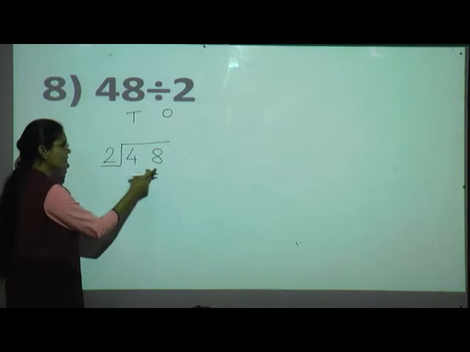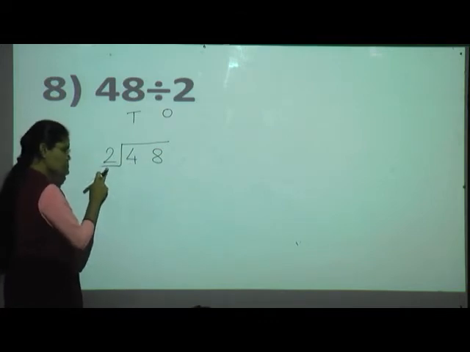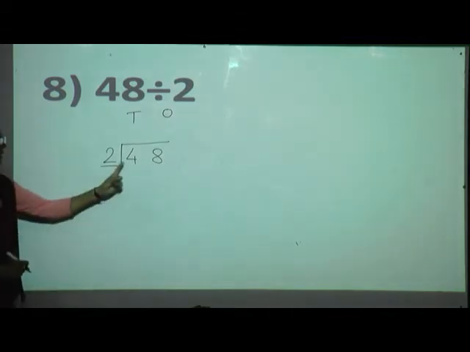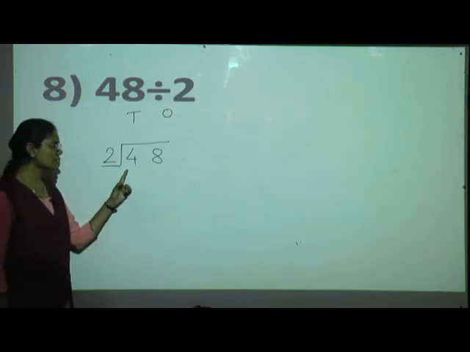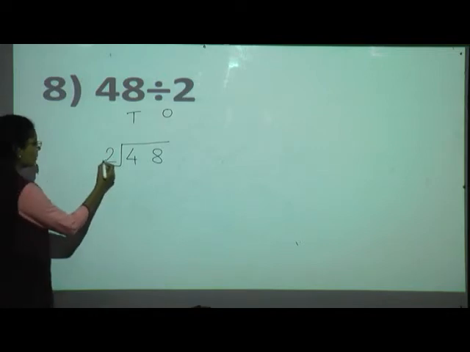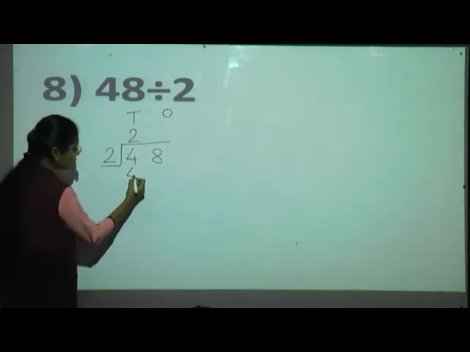Now in 48, at the left side 4 is there. So 4 divided by 2 we have to do first. In 4 how many 2's are there? Yes, in 4 there are 2 2's. Why? Because 2 2's are 4. Say 2 2's are 4.